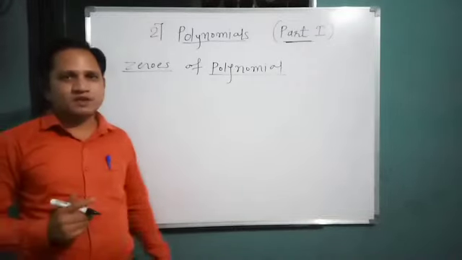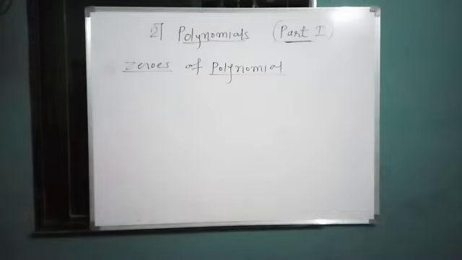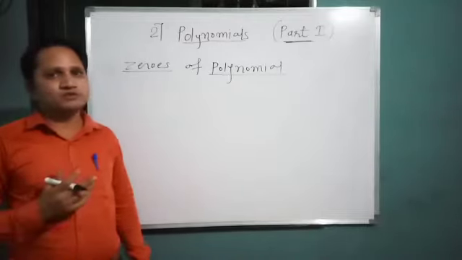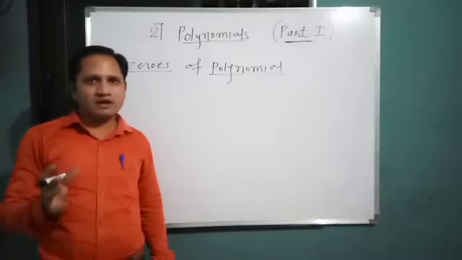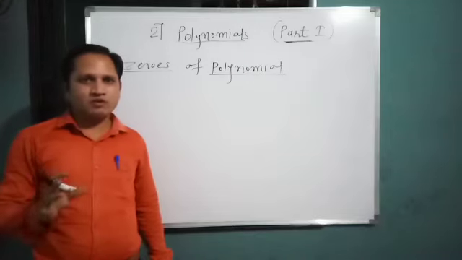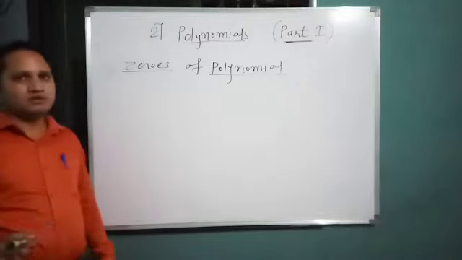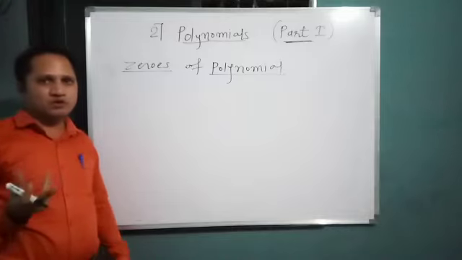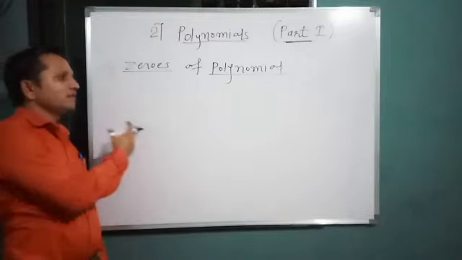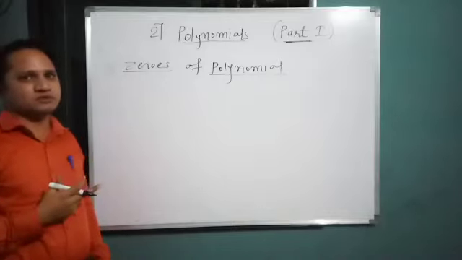Now this is a very important topic of polynomials, called zeros of polynomial. In this topic we are learning how to find zeros of a polynomial. See, zero polynomial and zeros of polynomials are two different things. Last time I told you about the zero polynomial, in which all coefficients are zero, but this is the zeros. In another word, zeros means solution of the polynomial, or it is also called root of the polynomial. But in the mathematics book, the term given is zeros of polynomial. Let's see what is the meaning of zeros of polynomial.